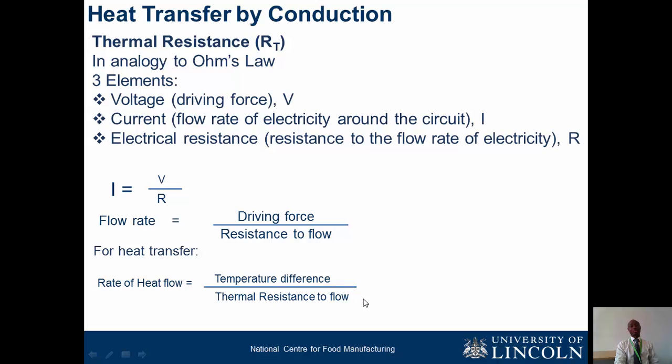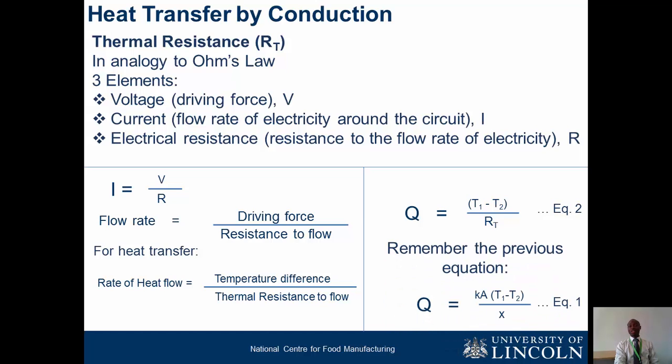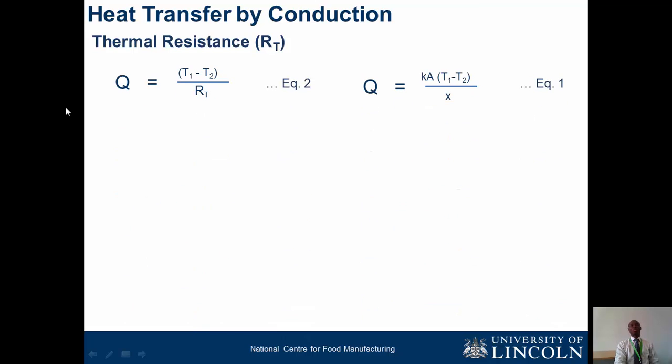Now the rate of heat flow, as we have said earlier, is Q. Don't forget that. Our rate of heat flow is Q, our temperature difference is T1 minus T2, and our thermal resistance is RT. Now remember our equation 1 says that Q equals KA change in temperature over S. You can see Q is this from equation 2 and Q is also this from equation 1. That shows that both of them are equal. Let's see if we can equate them together. From equation 1 we have this, and from equation 2 we have this, and we can say they are equal by virtue of saying Q equals Q.